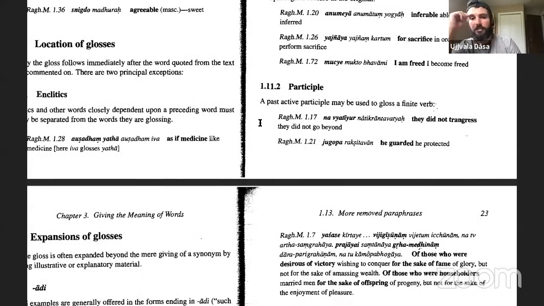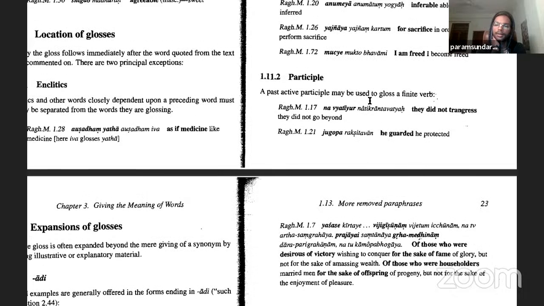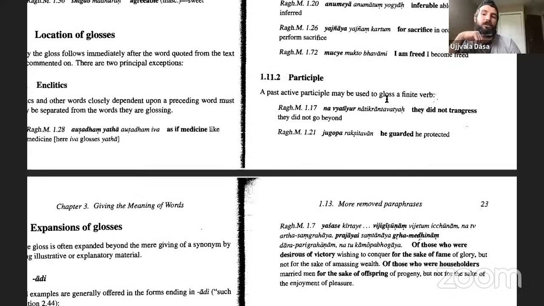Participles. A past active participle may be used to gloss a finite verb. Na vyatiyuh: na atikrantavatyah. They did not transgress. Na vyatiyuh, they did not go beyond. Na atikrantavatyah. Sorry, this is feminine, na atikrantavatyah. It's like gantavat. Yeah, it's feminine. So it's na atikrantavati. Right.